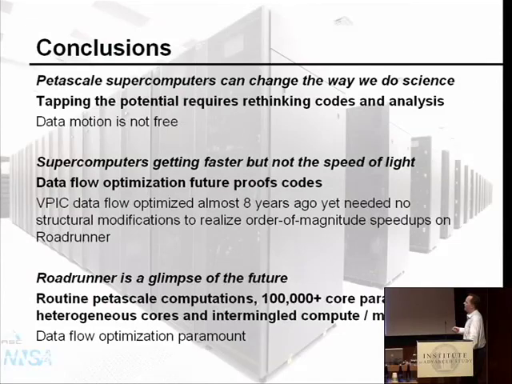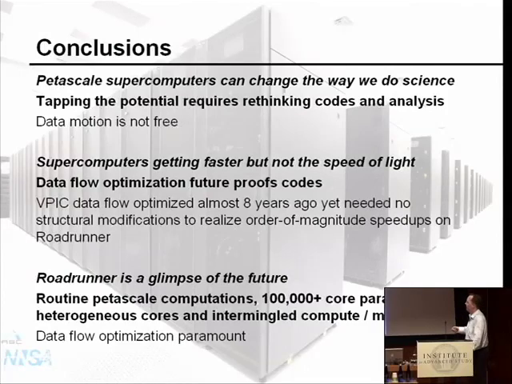But the main thing here is that petascale supercomputers can change the way we do science. But tapping this potential requires we rethink codes and analysis, because data motion is not free. And the main reason for this is that supercomputers are getting faster, but not the speed of light. In fact, what you really want to do from a software optimization standpoint is optimize your code for data flow, and this actually future-proofs it.